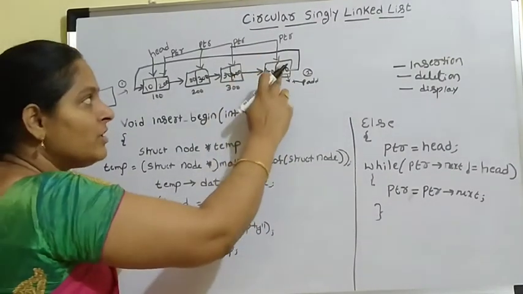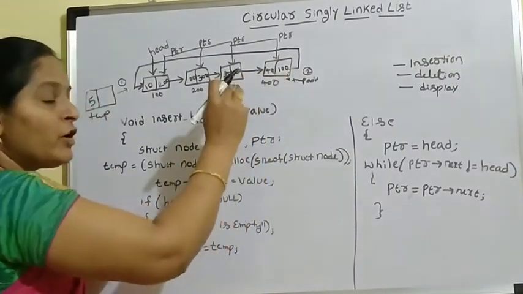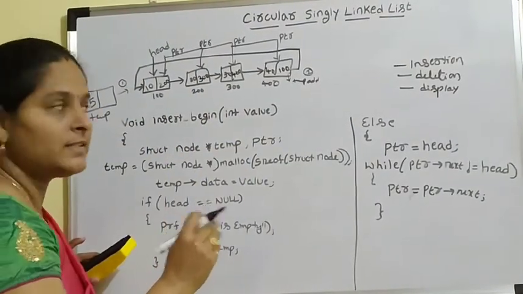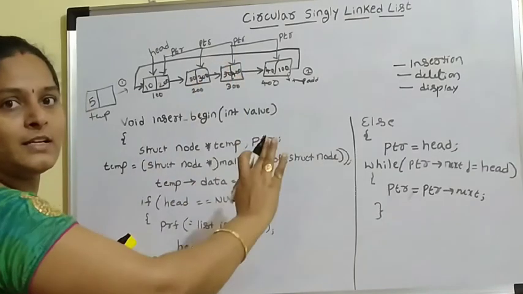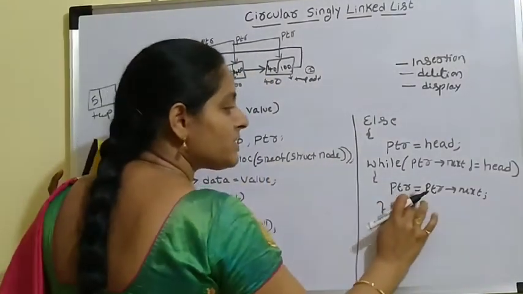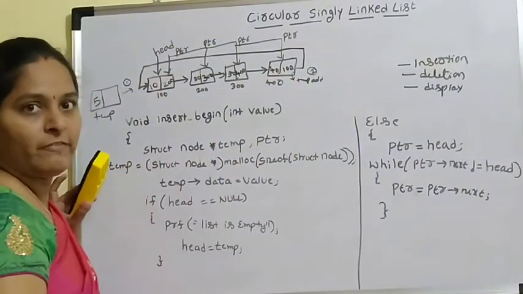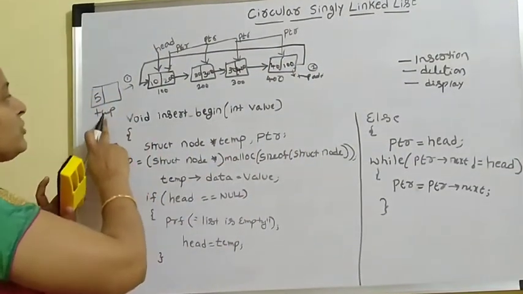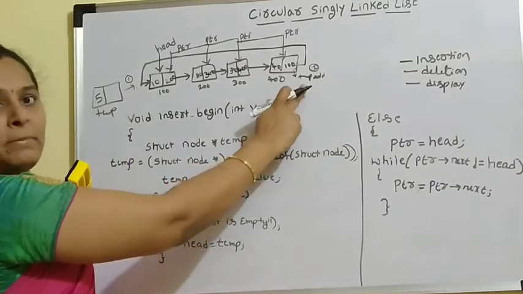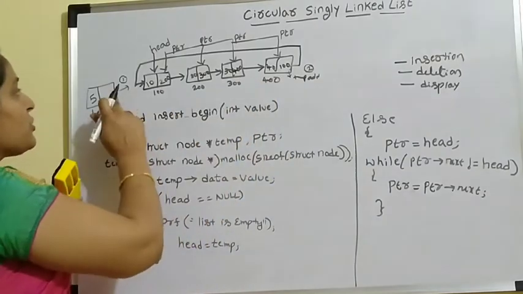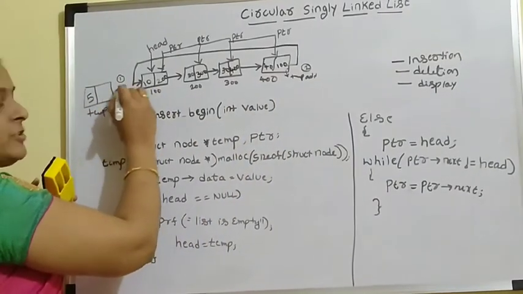If you find PTR next is the head address, that indicates that PTR is the last node in the list. When you reach the last node, you just stop the PTR pointer there itself. Now we need to store the temp address in the PTR next field. But first of all we need to establish this connection.